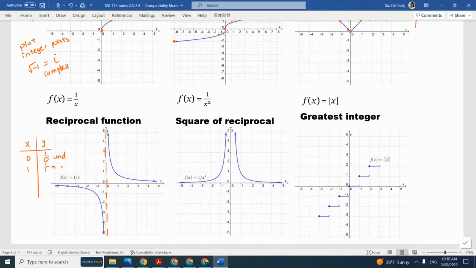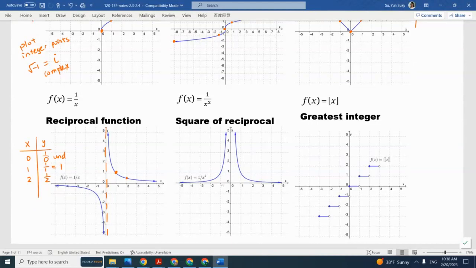1 over 1 is 1. How about plugging in 2? I get 1 over 2, which is 1/2. Right, everybody? And if you plug in 1/2, you get 2. So therefore, it looks like that.